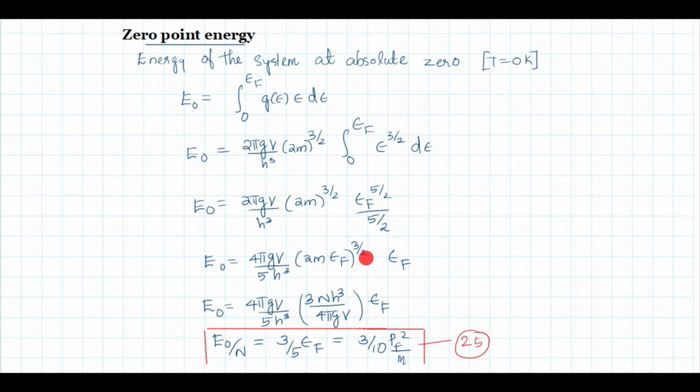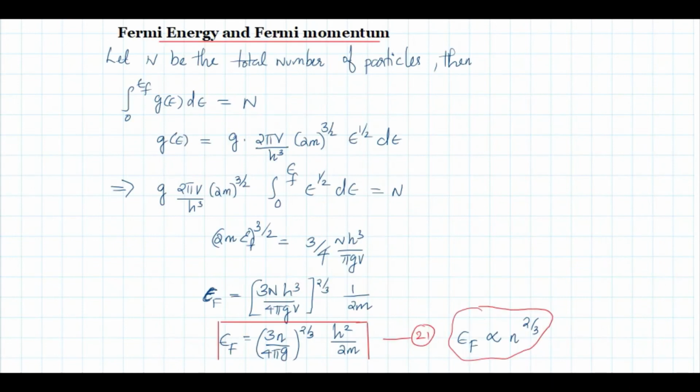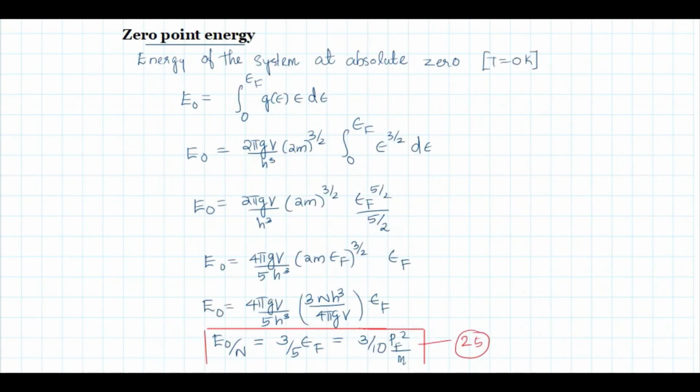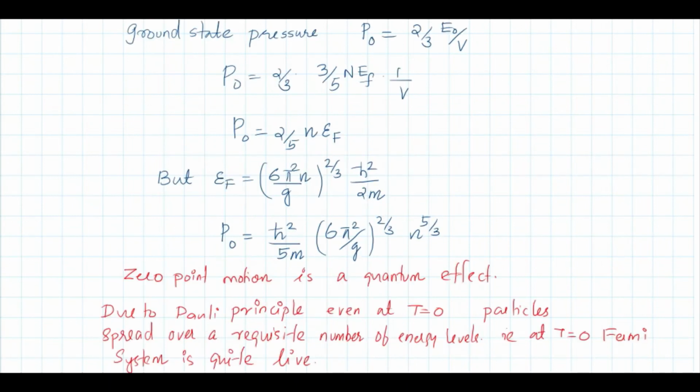But (2m EF) raised to 3 by 2, we already have an expression from here. So substitute this value. Then you will get E0 equal to 4πGV by 5h cube into 3n h cube by 4πGV into EF. Cancelling the terms, you will get E0 by n, that is zero point energy per particle, is 3 by 5 of Fermi energy, or 3 by 10 of Fermi momentum square divided by m. This is zero point energy per particle.